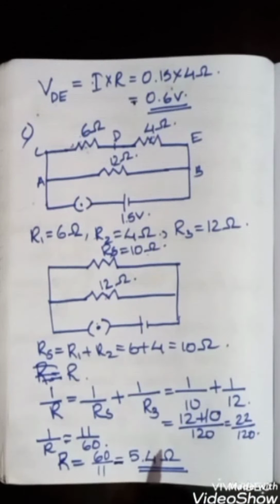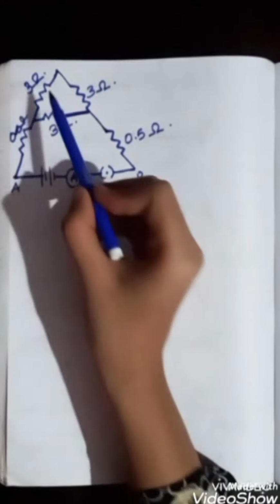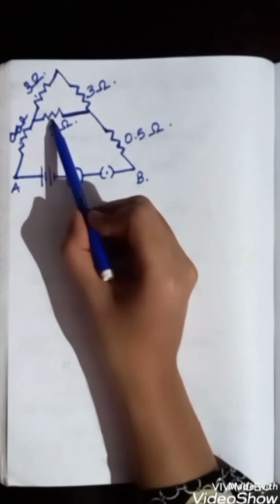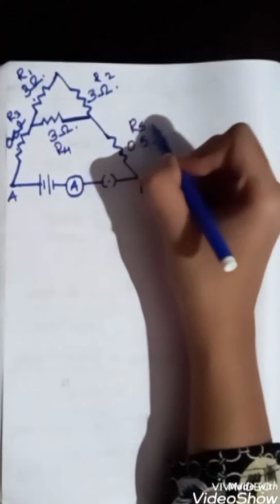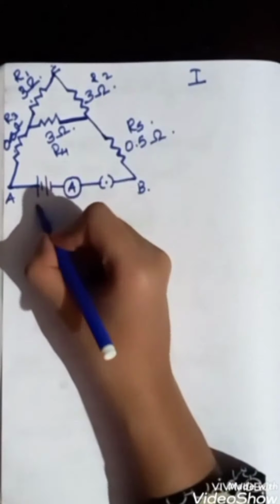If you understand these problems, here is the next question. There are 5 resistors here: this is 3 ohm, this is 0.5 ohm, this is 0.5 ohm and this is 3 ohm. We can take these as R1, R2, R3, R4 and R5. Here we have to find the total resistance, and the ammeter reading when the circuit is closed. Ammeter reading means the amount of current. In order to find the current, here it is given 3 volt.